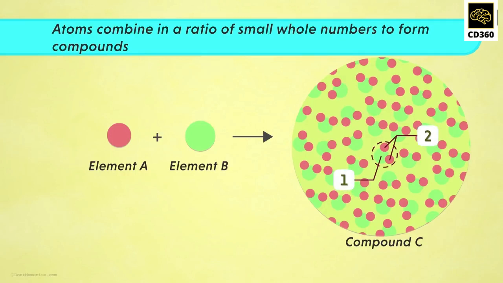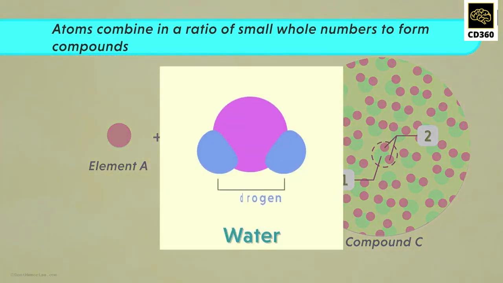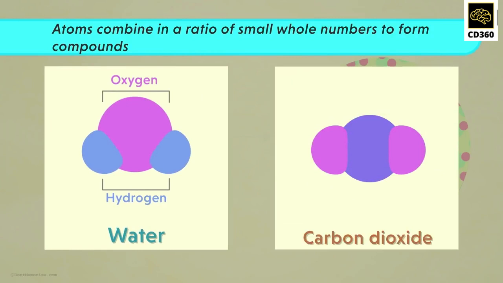You will not find half or 3/4 atom combining with the other. In case of water, we always have 2 hydrogen atoms and 1 oxygen atom combining to form 1 unit. In 1 unit of carbon dioxide, we have 1 carbon and 2 oxygen atoms. The same holds true for all compounds. The number of atoms of a particular element in a compound will always be a whole number.